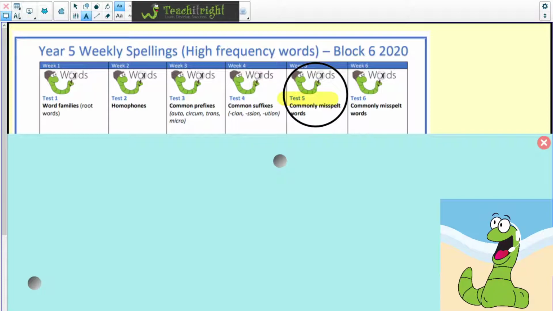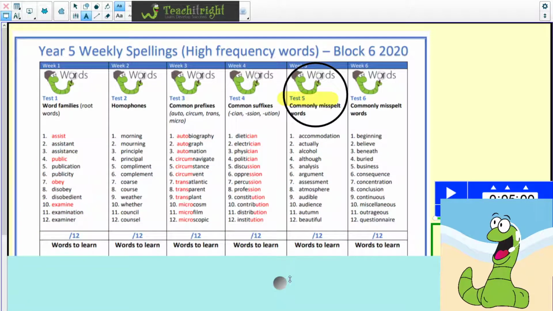Let's have a little look at those words. You can now check them down through. So hopefully you can see these words okay. Accommodation, tricky word, did have 2 C's and 2 M's. Actually, and alcohol, just making sure you've got those letters in the right order. Although, analysis, argument. Argument's actually a word that we will come across today, I think, in one of the questions. Assessment, make sure it's got 4 S's. Atmosphere, audible, in other words, it can be heard. Audience, autumn, and of course, beautiful.